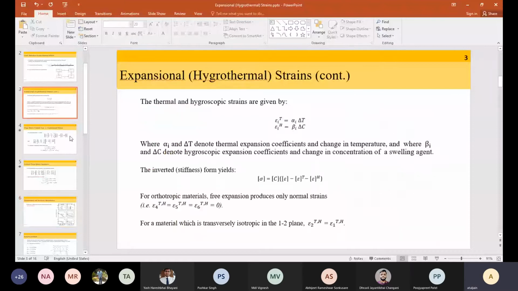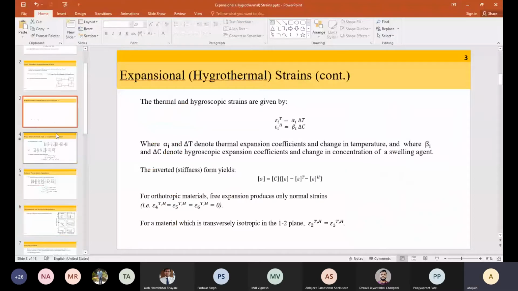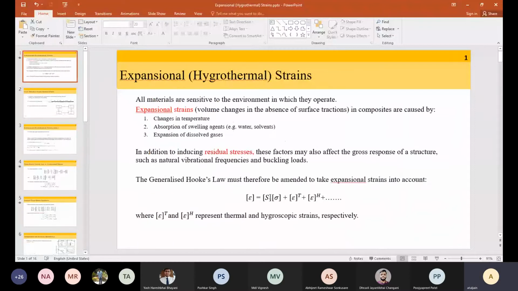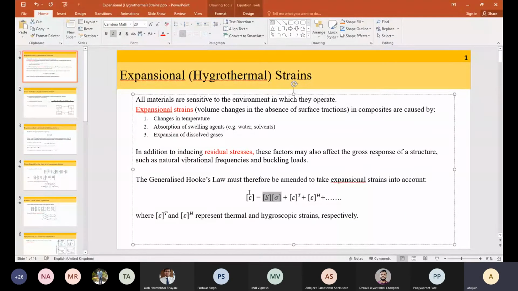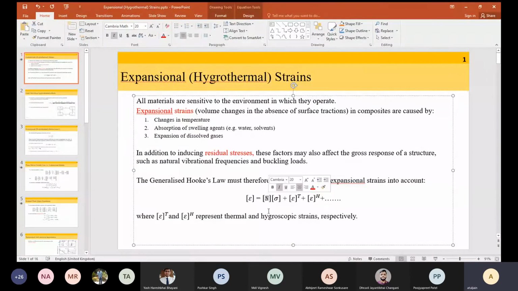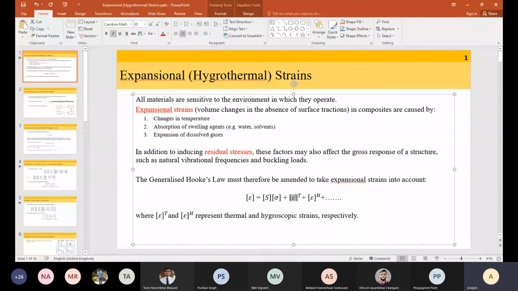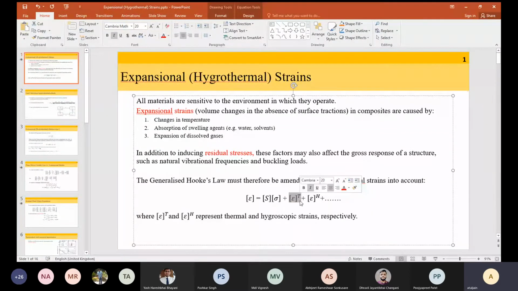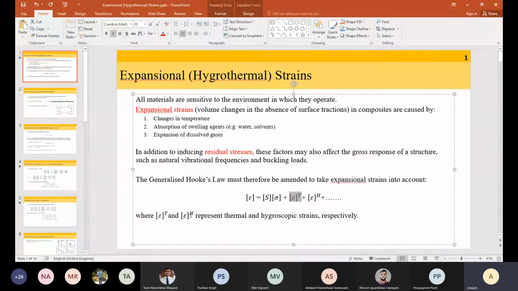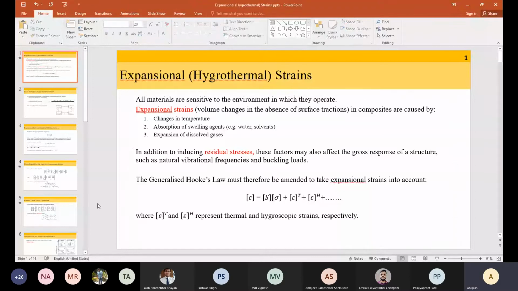So if I go back to my first slide, it means that even the strain in the body due to the applied stress also depends on the temperature and moisture, because this S matrix depends on the temperature and moisture. We have to be careful that we take the appropriate engineering constants and also account for these expansional strains. So both of the things you have to do to get it correct. Okay.